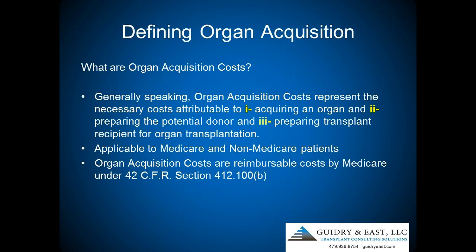So what are organ acquisition costs? These are generally all types of costs that represent the attempt of the hospital to acquire the organ, any type of cost, both hospital costs and professional fees, to prepare the potential donor and or to prepare the recipient for organ transplantation. So I know that's a big statement, but we're going to go into more details as we dive below the 5,000-foot level here in our definition.